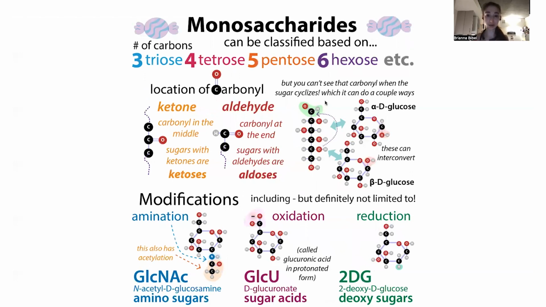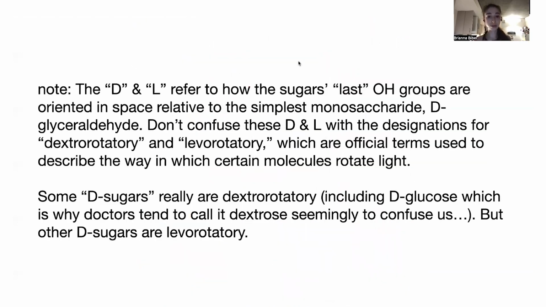It's easiest to see this when you're looking at sugars in this linear form. And then this is being compared to the glyceraldehyde. So don't confuse this with the technical definitions of D and L typically used when we're talking about stereochemistry, in that they represent the rotation of light. Different molecules with different stereochemistries can rotate light in different ways.